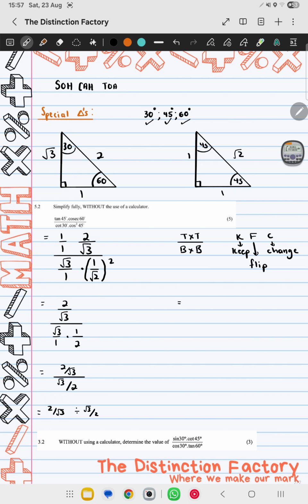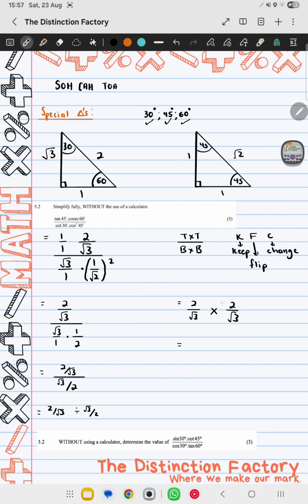We're going to keep our first fraction as it is, which is 2 over root of 3. And then we're going to flip the second fraction around. So that will end up being 2 over root of 3. Lastly, we change the sign. So instead of division, that will change to become multiplication.